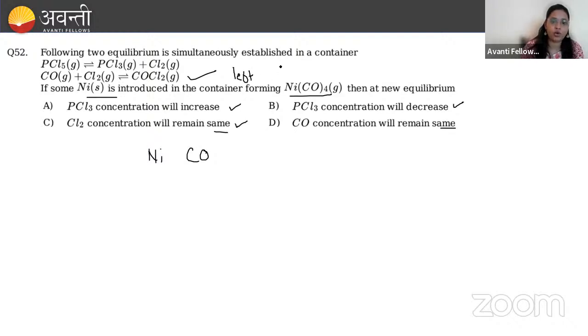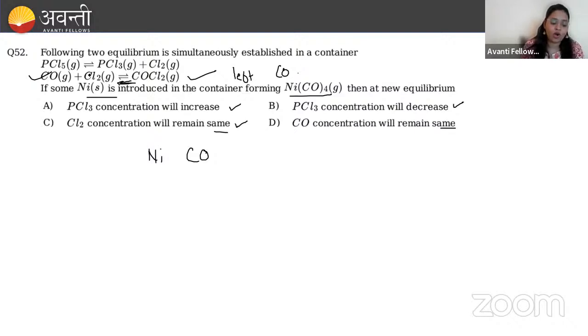So that more and more CO is going to form, right? Left side means which is the left side? This left side. Okay, this reaction will shift to the left side so that more and more CO will remain unchanged or will be present there. That's why this reaction will shift to the left side.